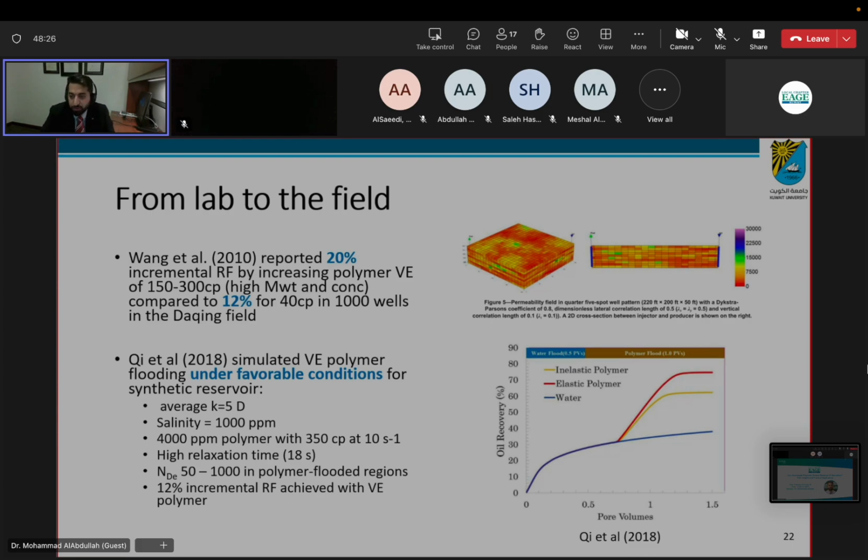First, to answer the first question in terms of reducing residual oil saturation, one of the earliest claims and observations that they got additional oil recovery because of viscoelastic polymer behavior was by Wang 2010 in Daqing field. They observed in 1,000 wells, when they increased the viscosity from 40 centipoise all the way to 150 to 300 centipoise, they got an additional recovery factor, 20% compared to 12%. This is an additional 8% recovery factor. If you know the Chinese fields, their economic limit is very low. They may go to a water cut of 99% and so on. So an additional 8% is significant for Daqing field.